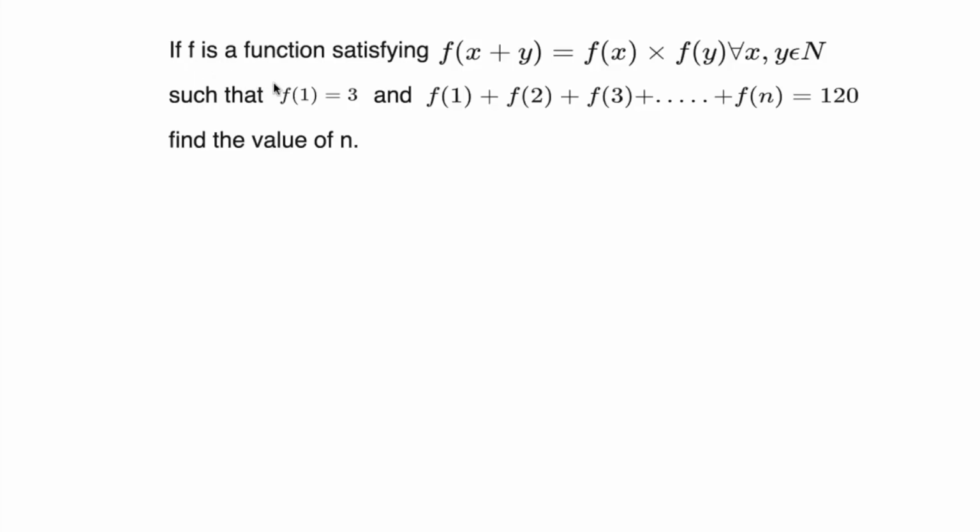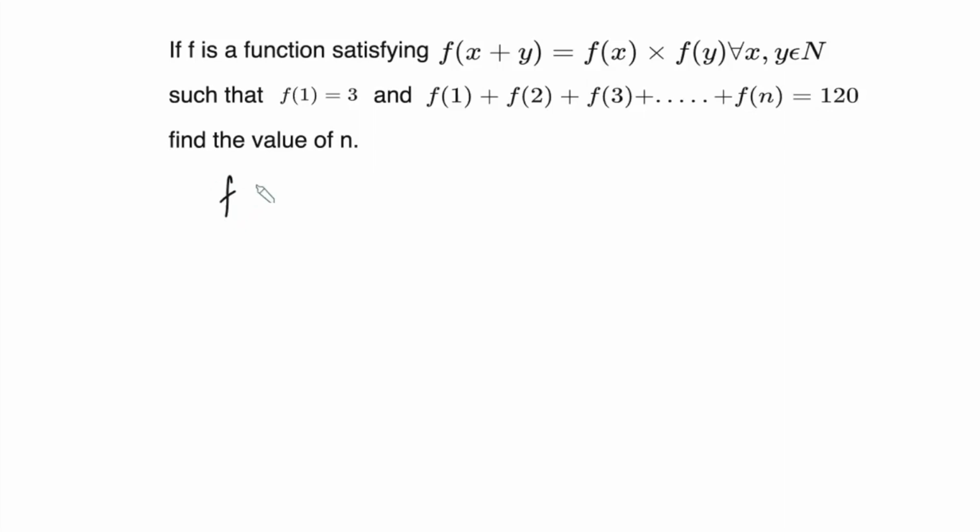If f is a function satisfying f of x plus y equals f of x times f of y for all x and y belonging to natural numbers, and it is given that f of 1 is equal to 3, and f of 1 plus f of 2 plus f of 3 and so on up to f of n is equal to 120, find the value of n.